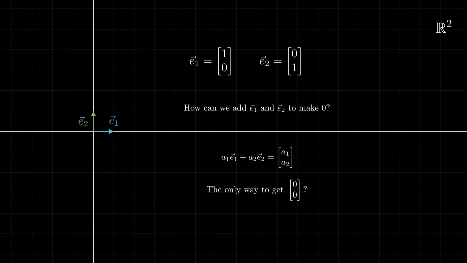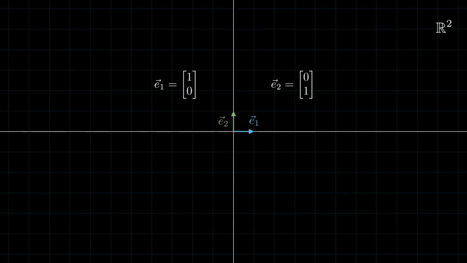What's the only way to get the zero vector from this? As you can see, the only way for our vector A1, A2 to be the zero vector, both A1 and A2 must be 0. Since these are the only scalars that work, our vectors are linearly independent. This condition is most definitely visually shown, as you might have seen. This is because these vectors are orthogonal.